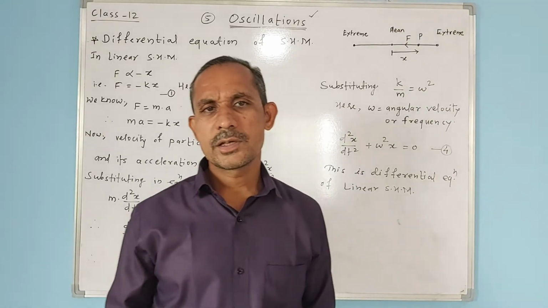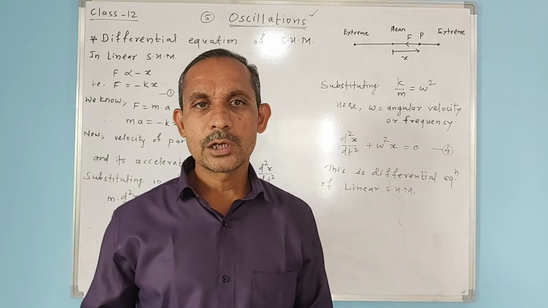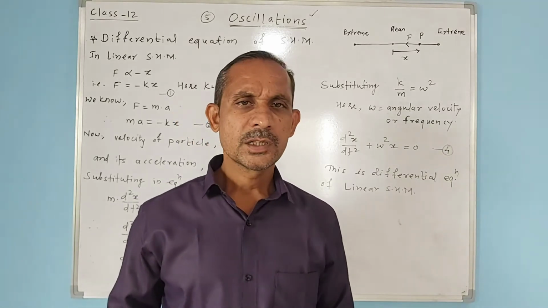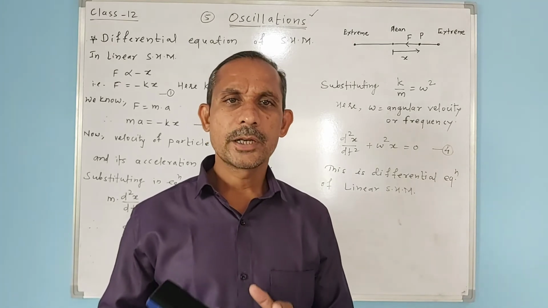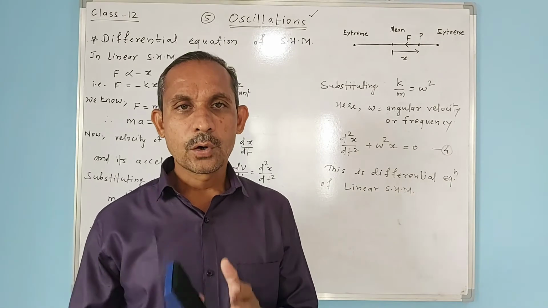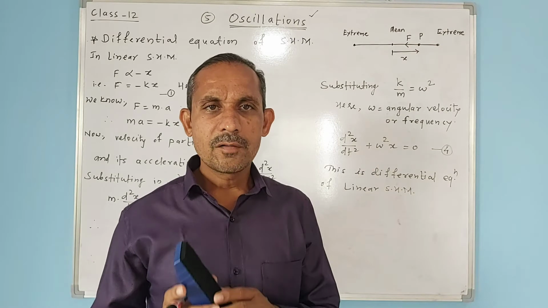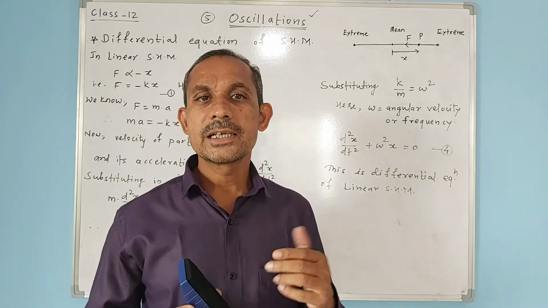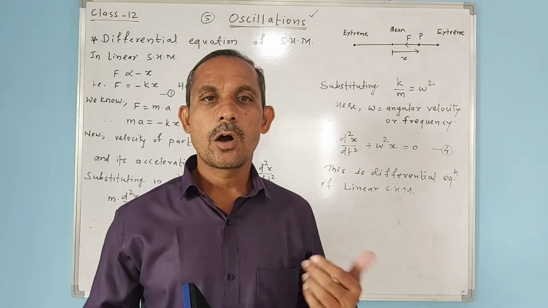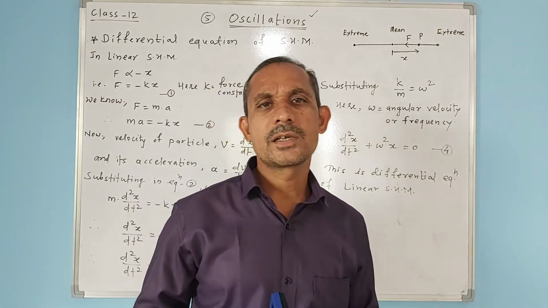So last time we have seen what is meant by simple harmonic motion. It is a periodic motion. Simple harmonic motion is a periodic motion in which the force or acceleration is always directly proportional to the displacement of the particle from the mean position and always directed towards the mean position. So last time we have seen the introduction part.